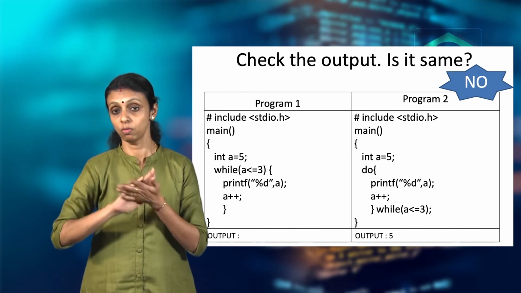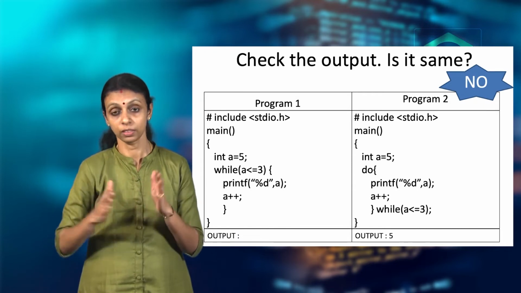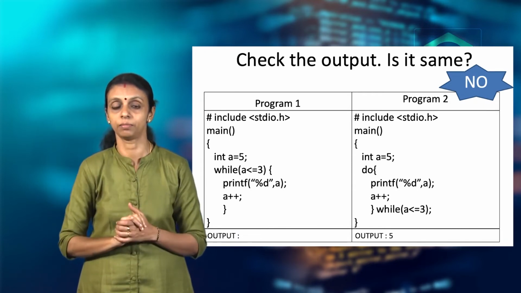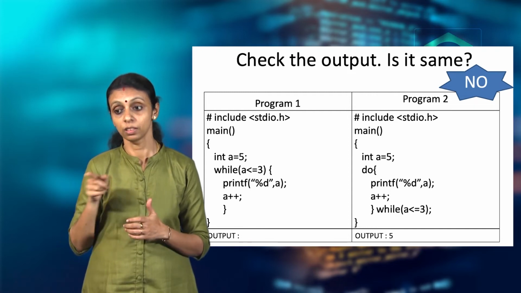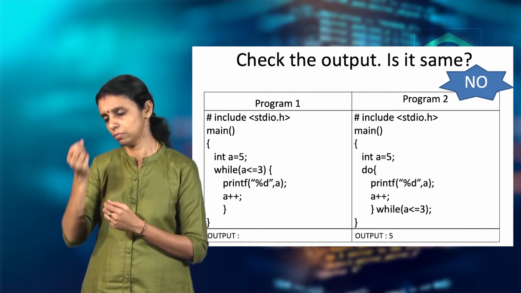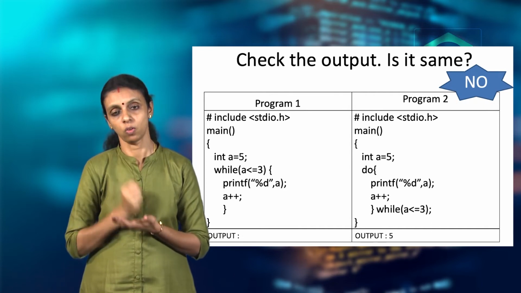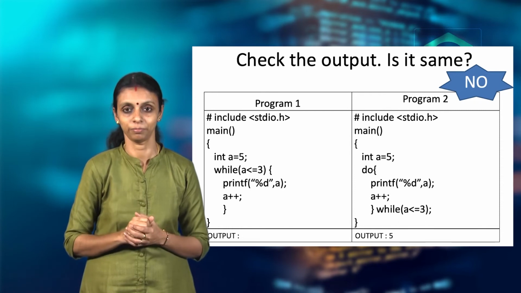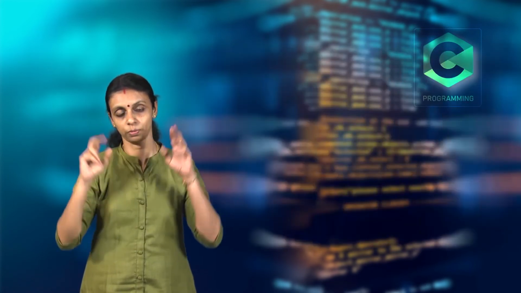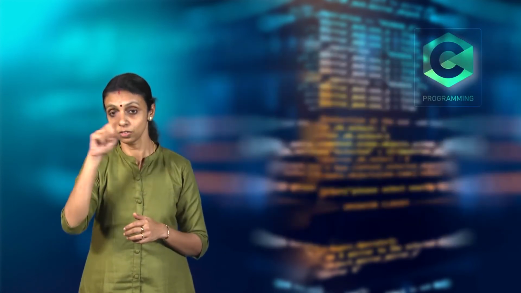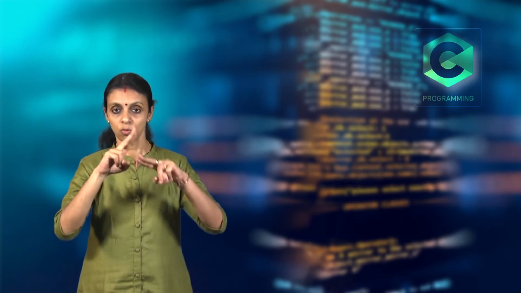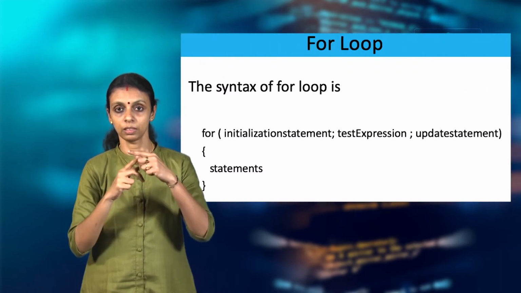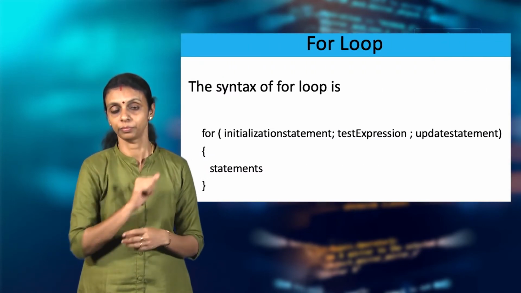So, do loop always executes the statement in the block once, even if the condition is false. Hope you got the difference between while loop and do while loop. The next loop statement is for statement. The syntax of for loop is this.